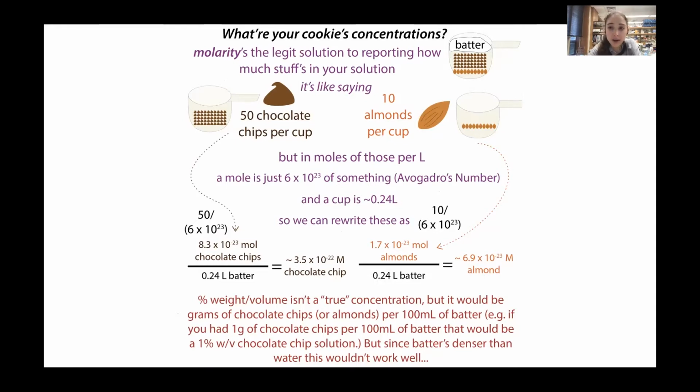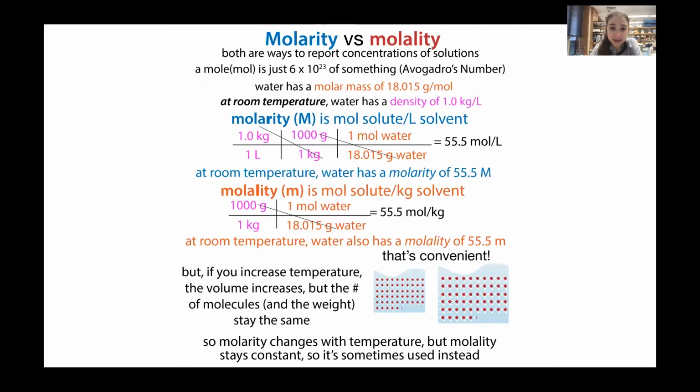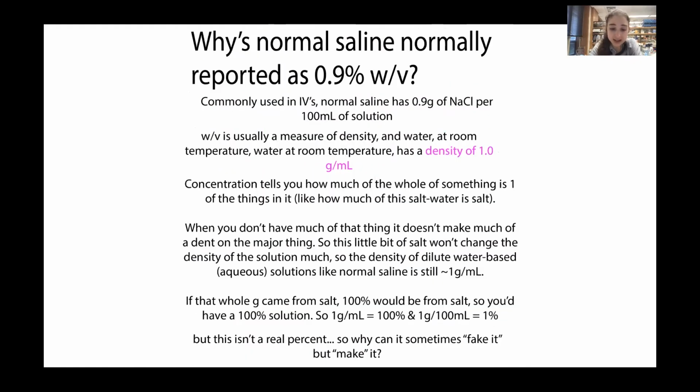Okay, let's look at an example of where you might see it, which is in medicine with saline. Normal saline is reported as 0.9% weight volume. So this means that you have 0.9 grams of NaCl per 100 milliliters of solution. Remember, water at room temperature has a density of 1 gram per mL. And so if you don't have that much salt in there, it's not going to change the water's density much.